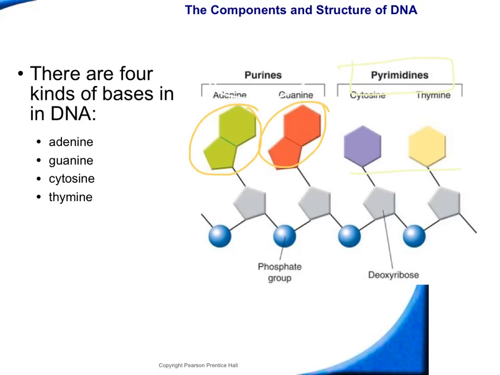And if you take a look at the diagram, you can see that the adenine and the guanine have the name purine above them. And the purine name is indicating that adenine and guanine actually have a double circular structure. The cytosine and the thymine are called pyrimidines, and they just have a singular ring structure.